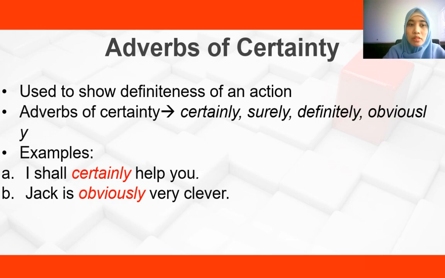For example, A. I shall certainly help you means that of course I need to help you, or of course I will help you. B. Jack is obviously very clever. Or we can say, no doubt, Jack is very clever. So certainly and obviously are used to show the definiteness of the actions.